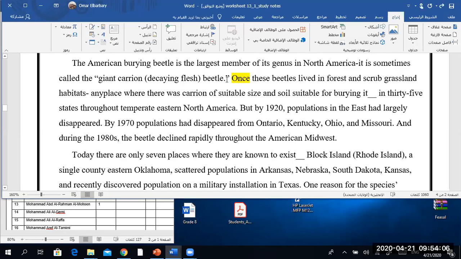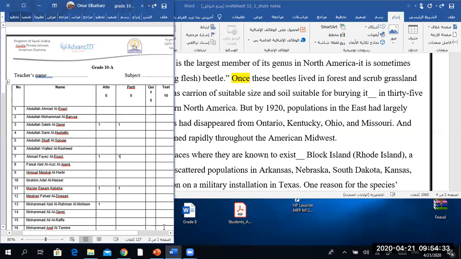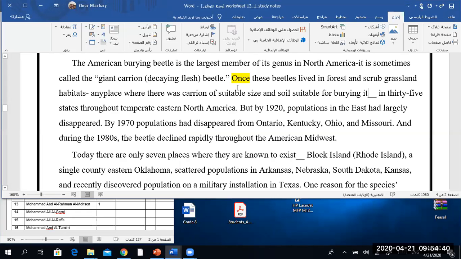Okay, so here this sentence starts with this interesting word, the one that I have highlighted already in yellow. What do you think this word signals? When she says, once these beetles lived in forest and scrub grassland, what does this word once signal? Sorry guys, but you know I like to delve deep in the language, so bear with me, because we need to learn how to think in language.